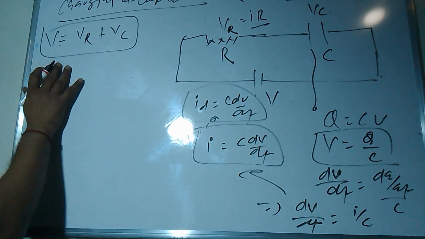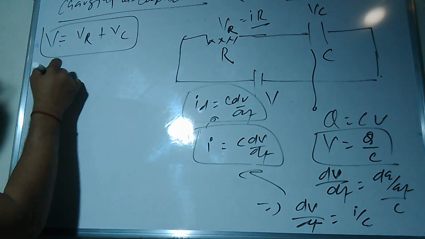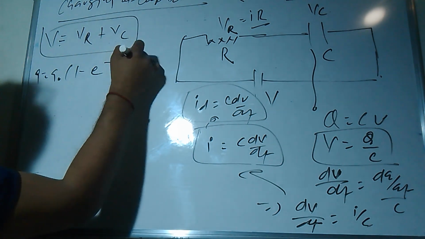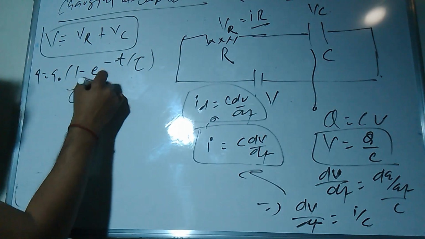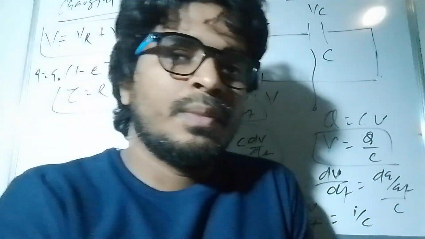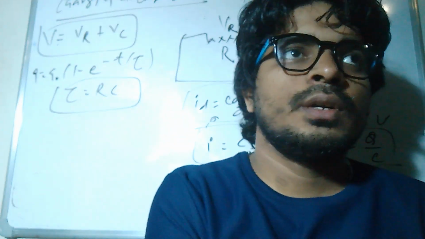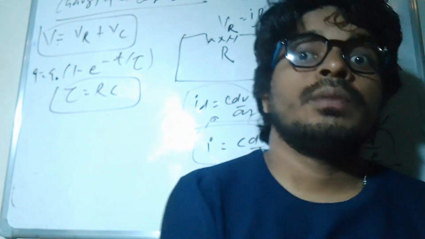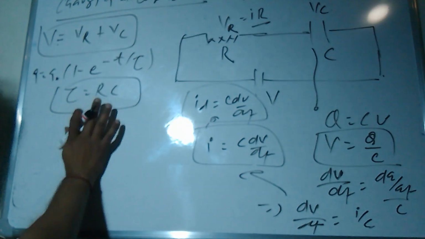Another relation is what? The main relation is Q equals Q naught (1 minus e to the power minus t by tau). Here tau is R into C. R into C is known as the time constant. We are multiplying resistance with capacitance. This carries the unit of time. So tau is RC, the time constant.